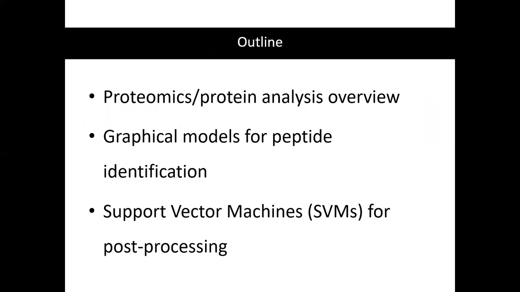In today's talk, we'll begin by discussing how protein subsequences, which are called peptides, are typically identified in practice. We'll then look at how graphical models may be used for accurate peptide identification. And finally, we'll look at how SVMs are used to further improve identification accuracy.